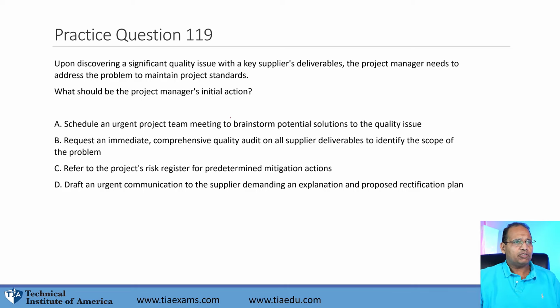A. Schedule an urgent project team meeting to brainstorm potential solutions to the quality issue. B. Request an immediate, comprehensive quality audit on all supplier deliverables to identify the scope of the problem. C. Refer to the project's risk register for predetermined mitigation actions. D. Draft an urgent communication to the supplier demanding an explanation and proposed rectification plan.